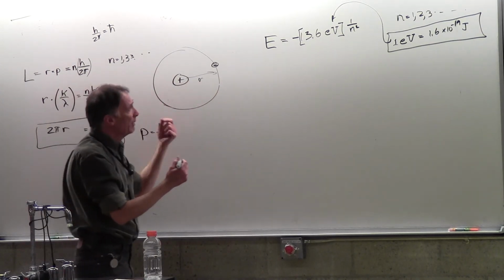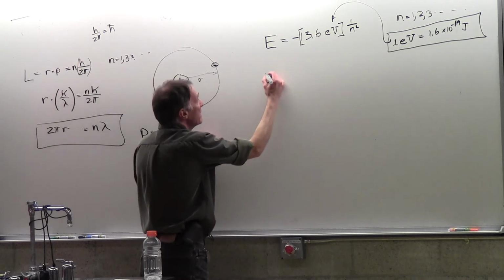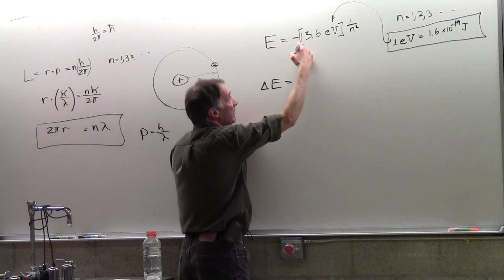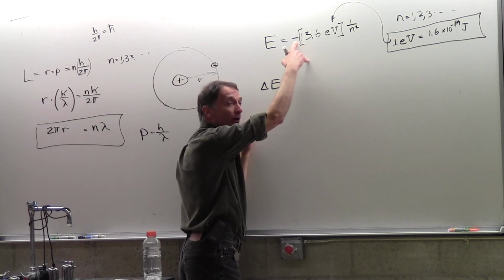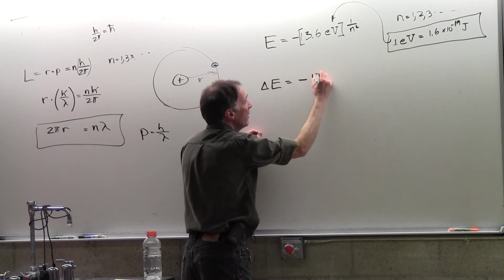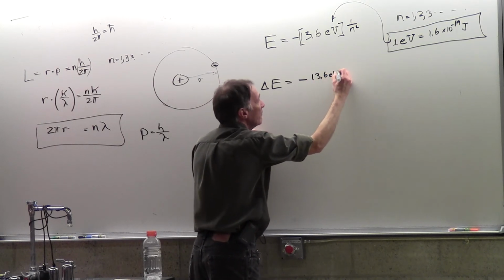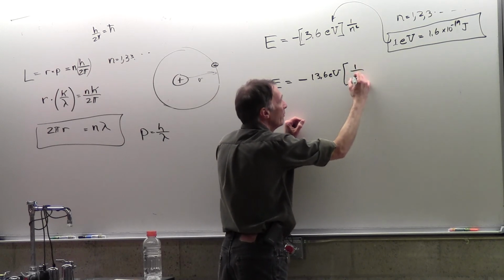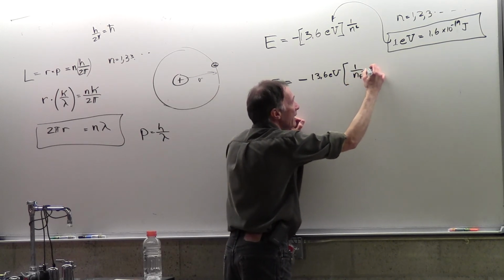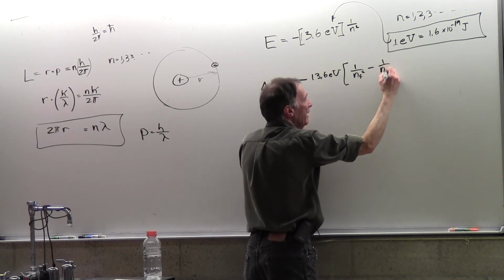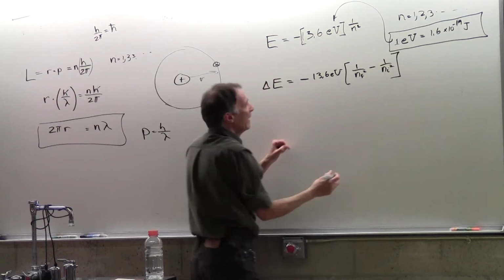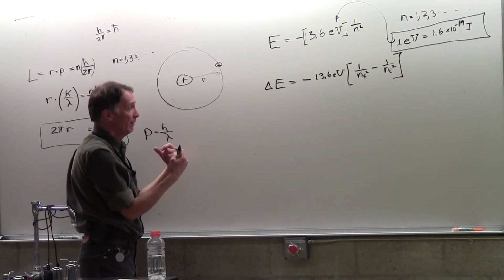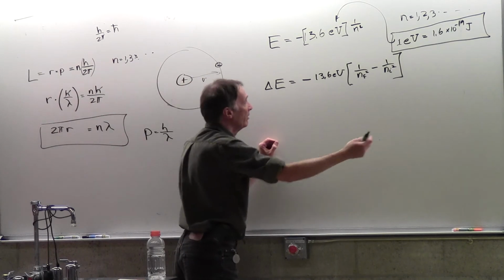Other than that, we're playing the same basic game. There's going to be some delta E, which is negative 13.6 electron volts times final minus initial, so 1 over n final squared minus 1 over n initial squared. If you're using this equation and the result is positive, it means the atom is absorbing a photon. If it's negative, it's giving off a photon.